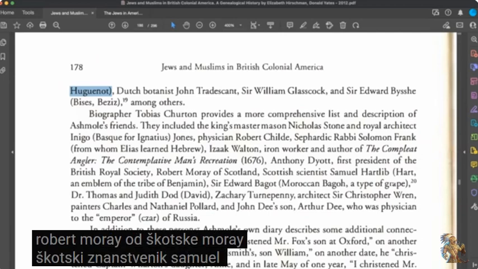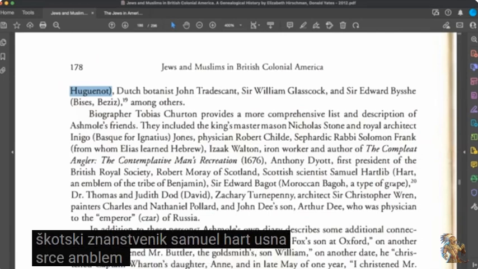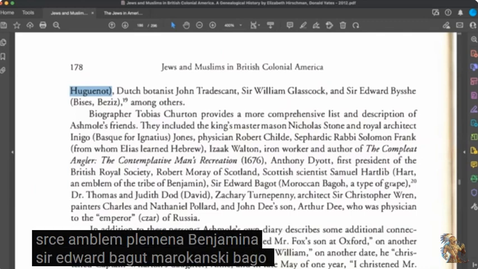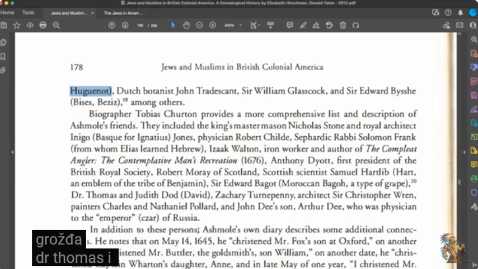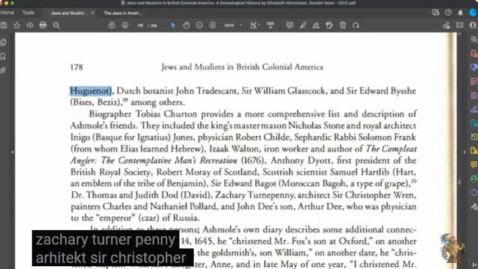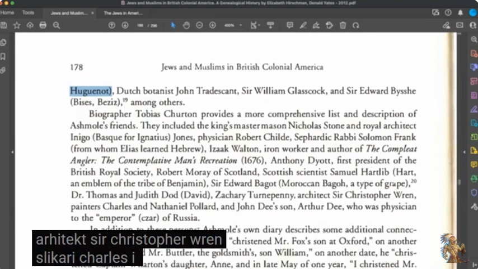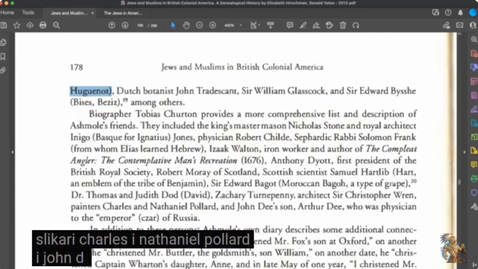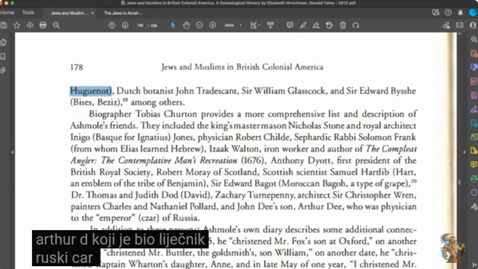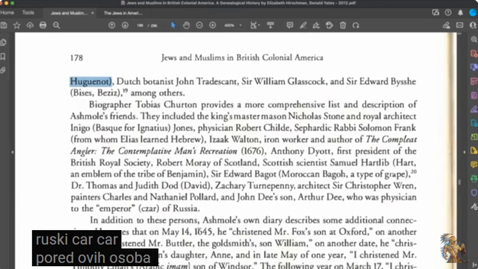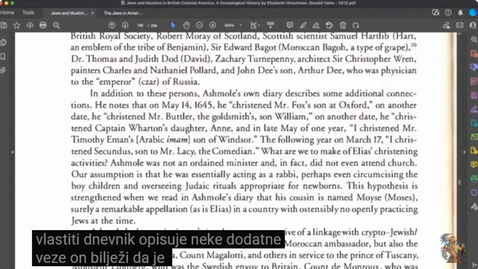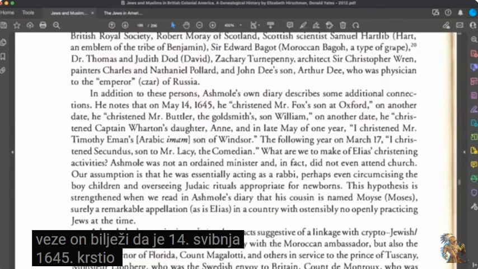Scottish scientist Samuel Hartlib, Hart, an emblem of the tribe of Benjamin, Sir Edward Bagot, Moroccan, Bagot, a type of grape, Dr. Thomas and Judith Dodd, David, Zachary Turnepenny, architect Sir Christopher Wren, painters Charles and Nathaniel Pollard, and John Dee's son, Arthur Dee, who was physician to the Emperor Tsar of Russia. In addition to these persons, Ashmole's own diary describes some additional connections. He notes that on May 14th, 1645, he christened Mr.